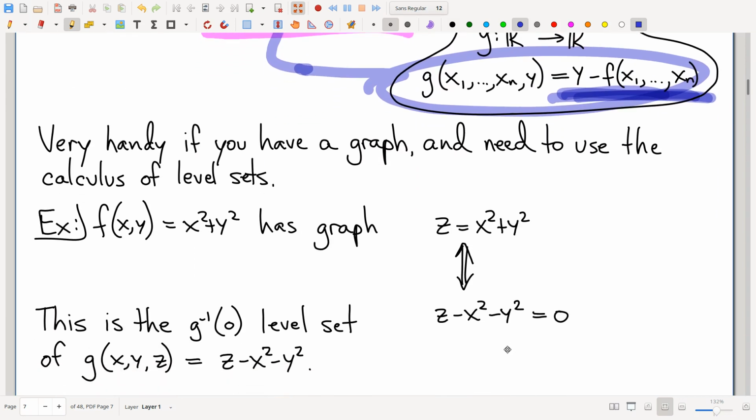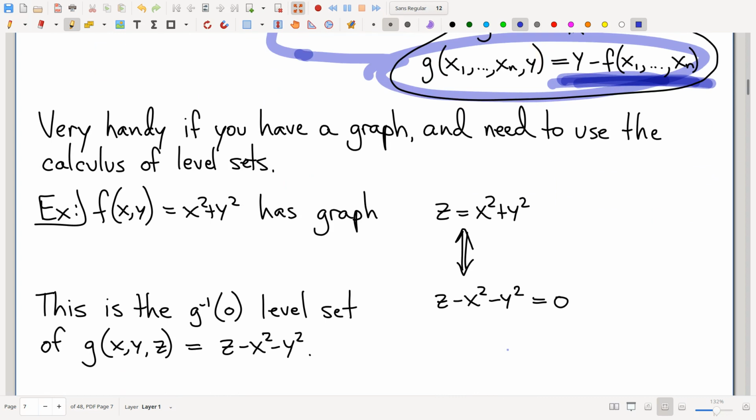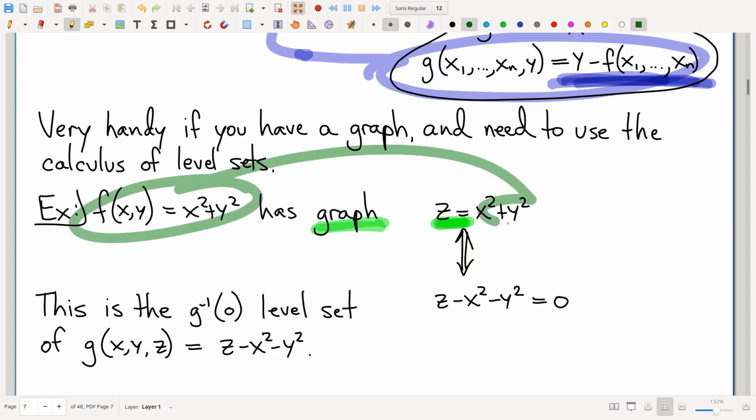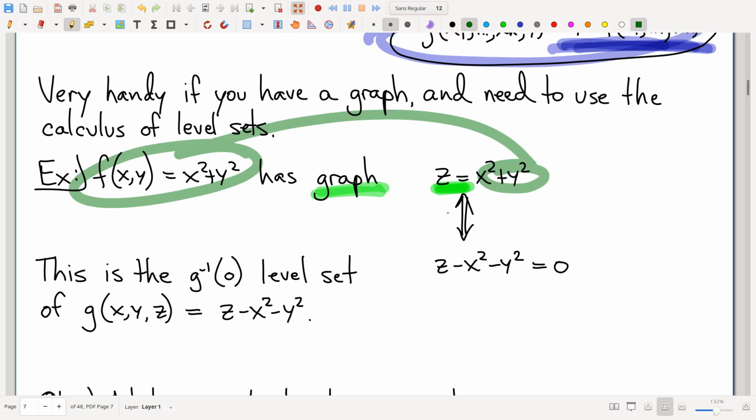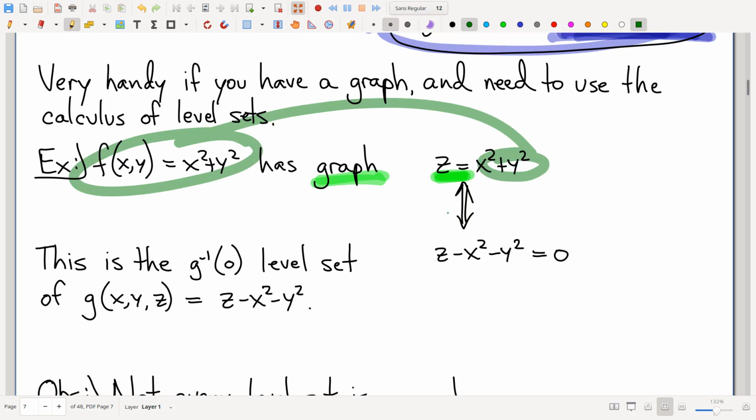So here's an example, just to get some dirt under our fingernails. Suppose you find yourself looking at the graph of this function right here. All right, so just first a quick recognition. Yes, indeed, this equation is the graph of that function f.